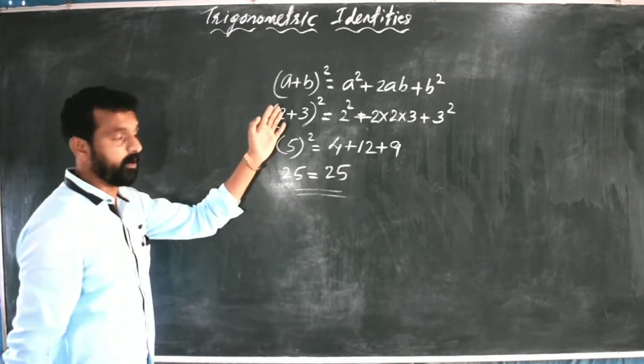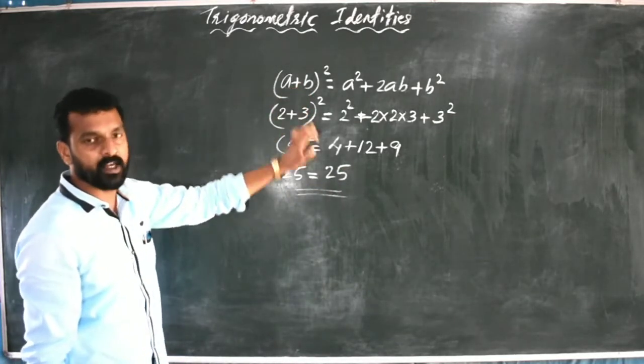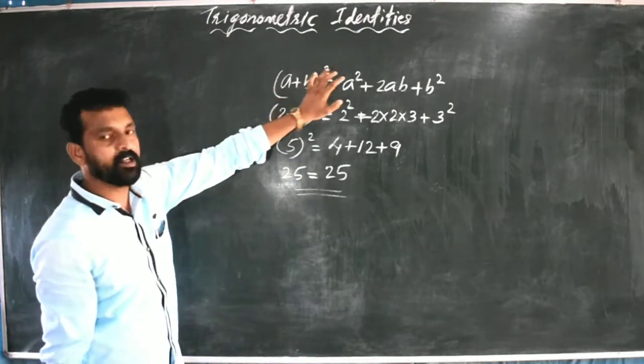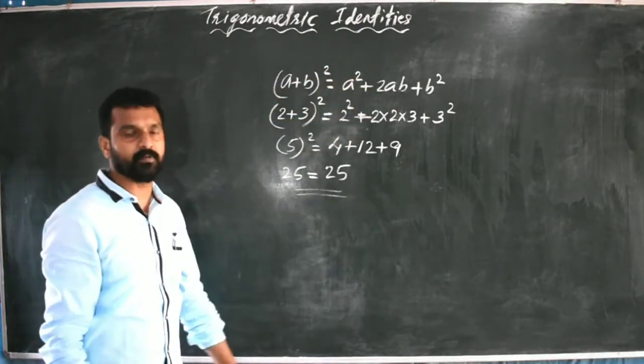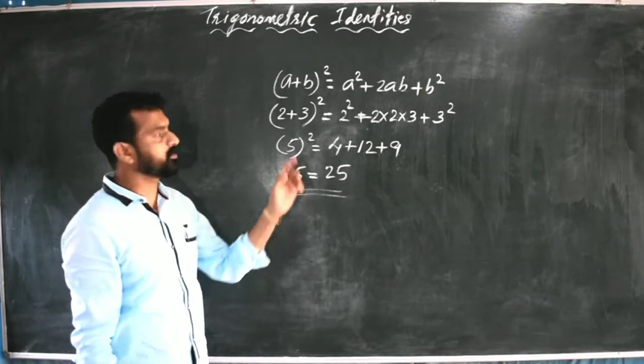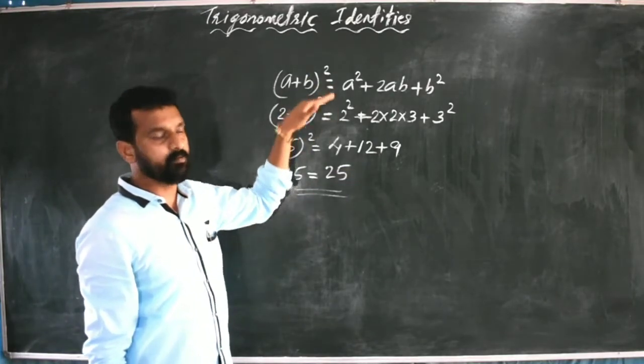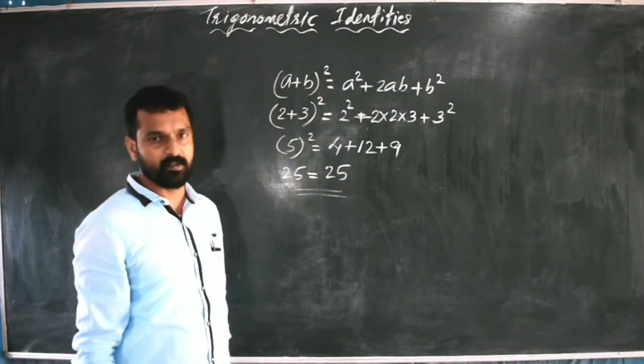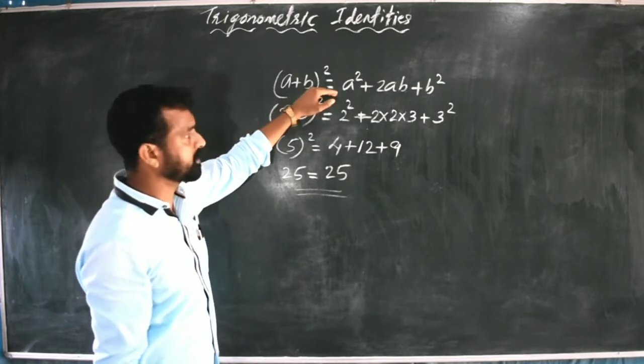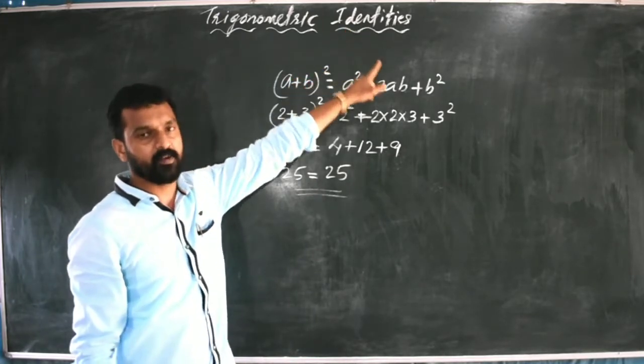It is true for all the values of a and b. This equation is true for all the values of a and b. Any value you substitute in place of a and b, it will be true. That means both sides will get equal. That is why this equation is called an identity.